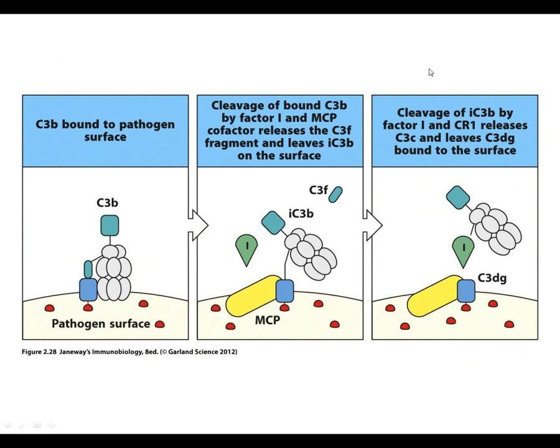So there are things like factor I. Most of the rest are found on host cells and are going to prevent the complement cascade from attacking a host cell. It's very important. We don't want complement to attack our host cell. So there's something called factor I that can actually inactivate C3b. It cleaves it and makes it iC3b, the inactivated form of C3b.